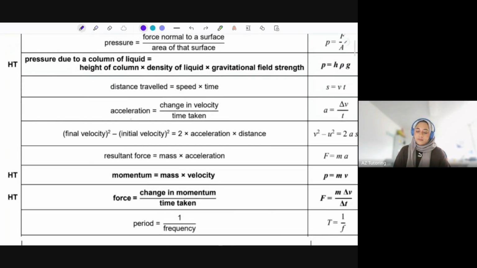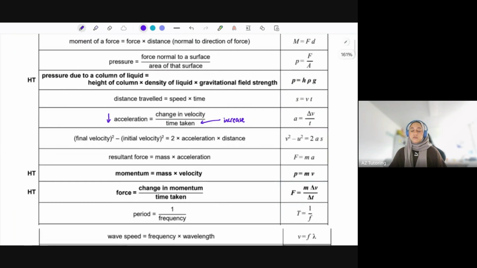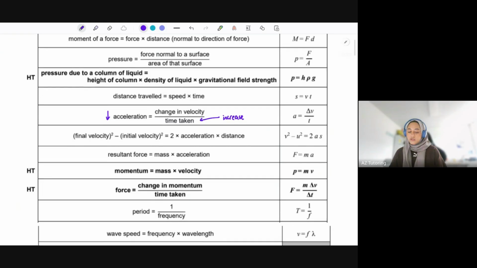Likewise with other things. For example, acceleration. If I increase the time on the bottom, for example, the time it takes for a car moving, then that means acceleration will decrease. Because it's a dividing thing, if I increase the denominator, this will decrease the overall acceleration. So you can figure out all these factors being affected just by using your equation sheet, so you don't need to memorize them.